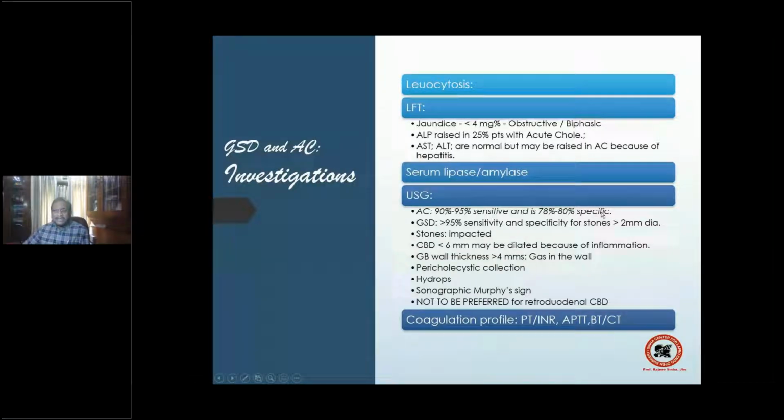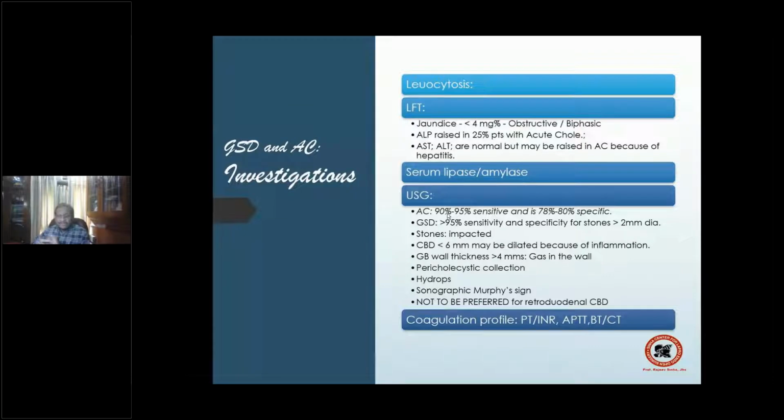If you look at the diagnostic capability of ultrasound as far as gallstone is concerned, without any cholecystitis, 95% sensitivity and specificity for stones more than 2 millimeter diameter. So I mentioned the GSD here just to give you a comparative figure as to the diagnostic sensitivity and specificity figures of GSD, that is the gallbladder stone disease, as compared to acute cholecystitis. An impacted stone can be found on ultrasound, impacted at the cystic duct or at the neck of the gallbladder, a pretty common finding on ultrasound.